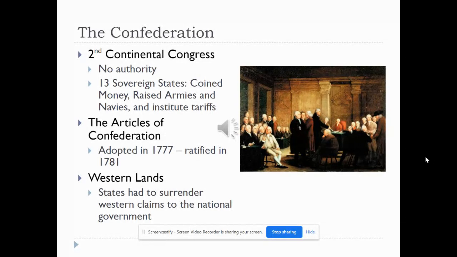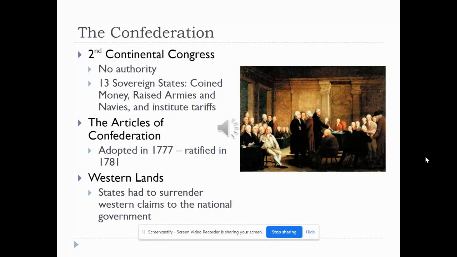They had done everything that a national government would have done, and they did it collectively. So there is some precedent there that the national government handled these things. So not surprisingly, by 1777, they had come up with an Articles of Confederation that, hey, if we're going to hang together as a group, this is how we're going to do it. And it's ratified in 1781.